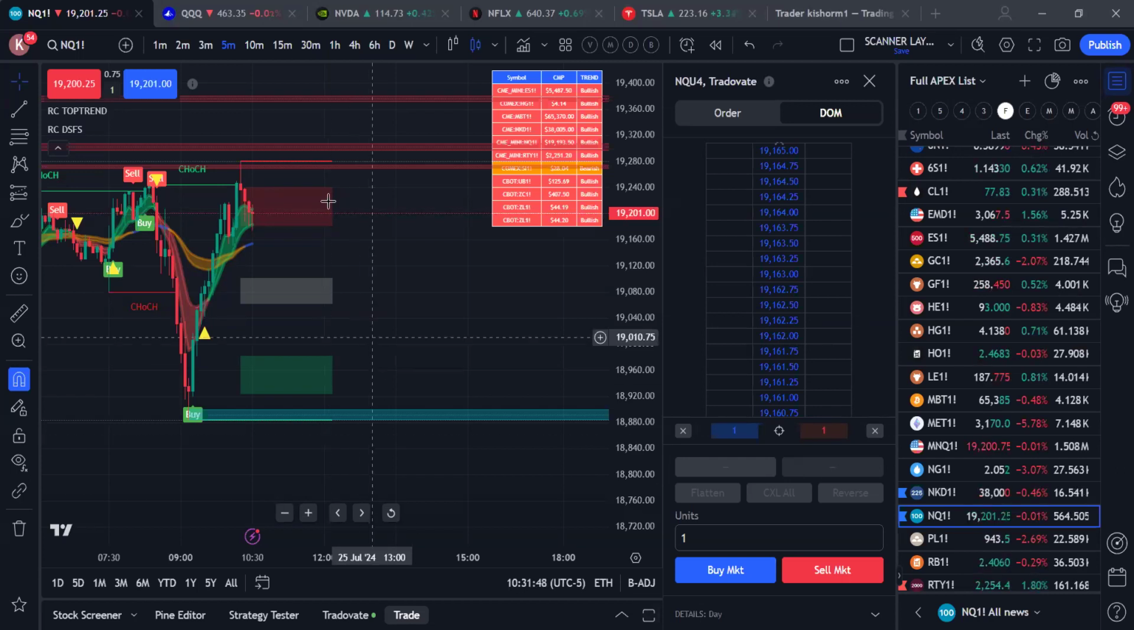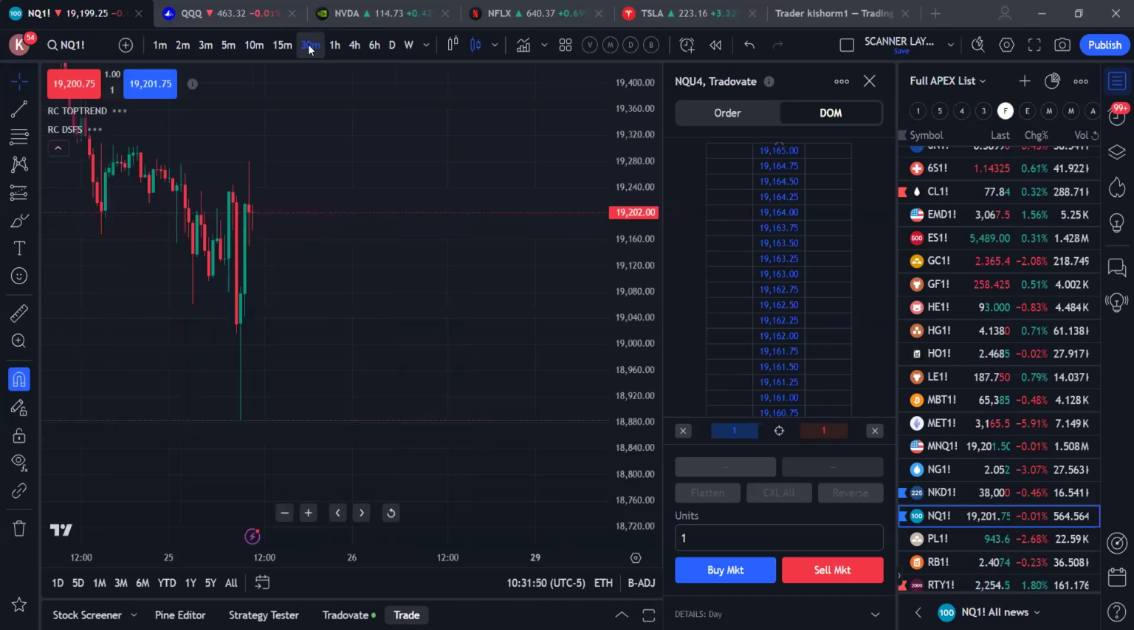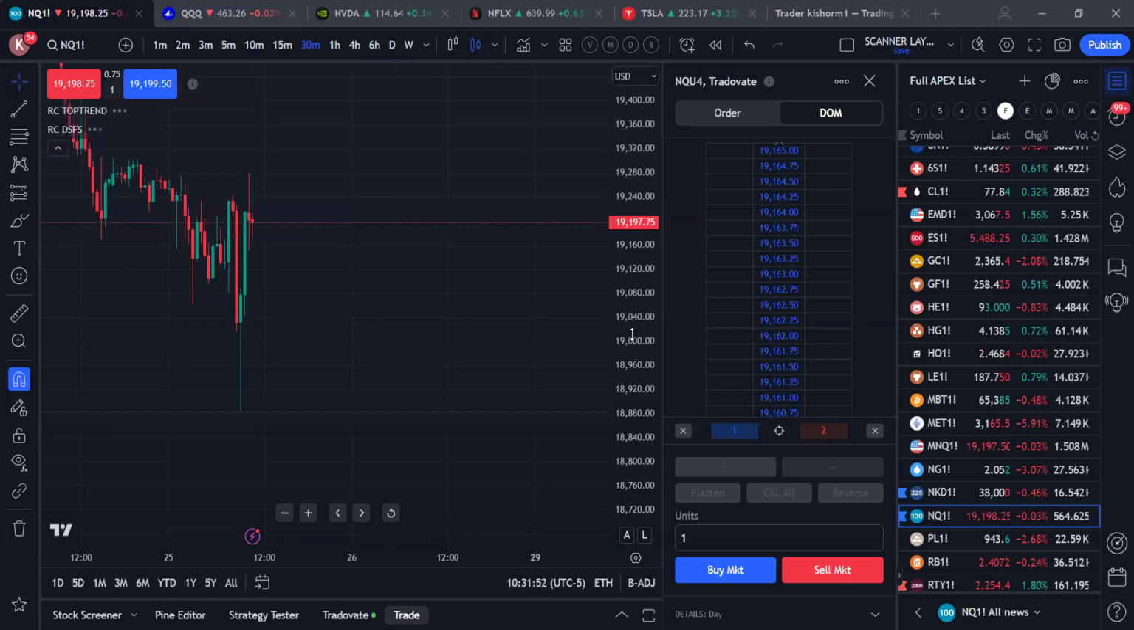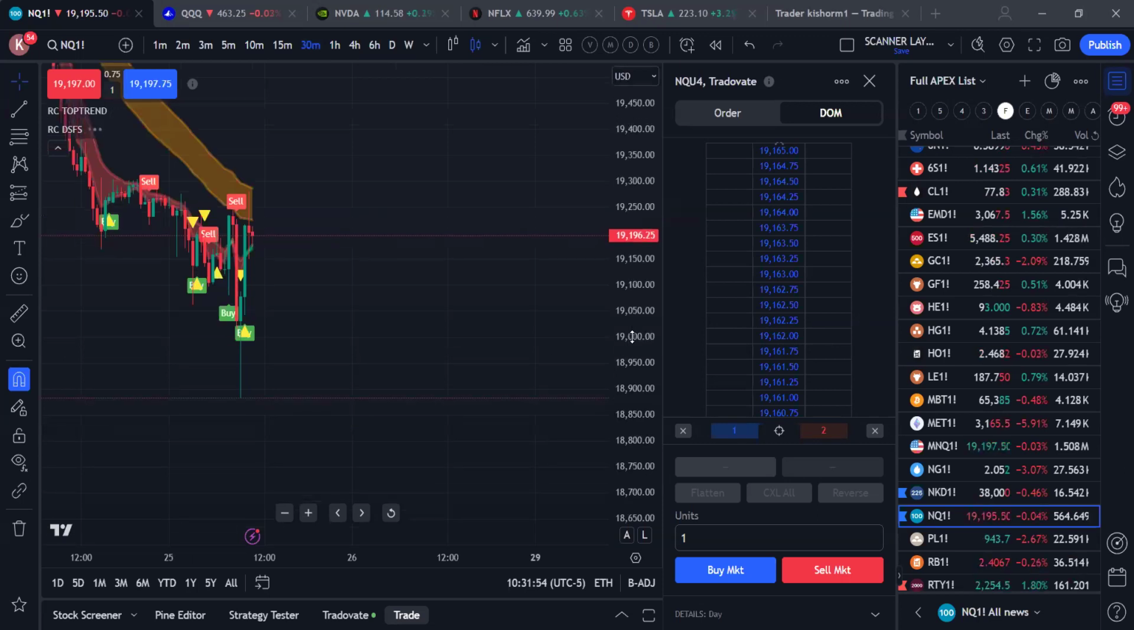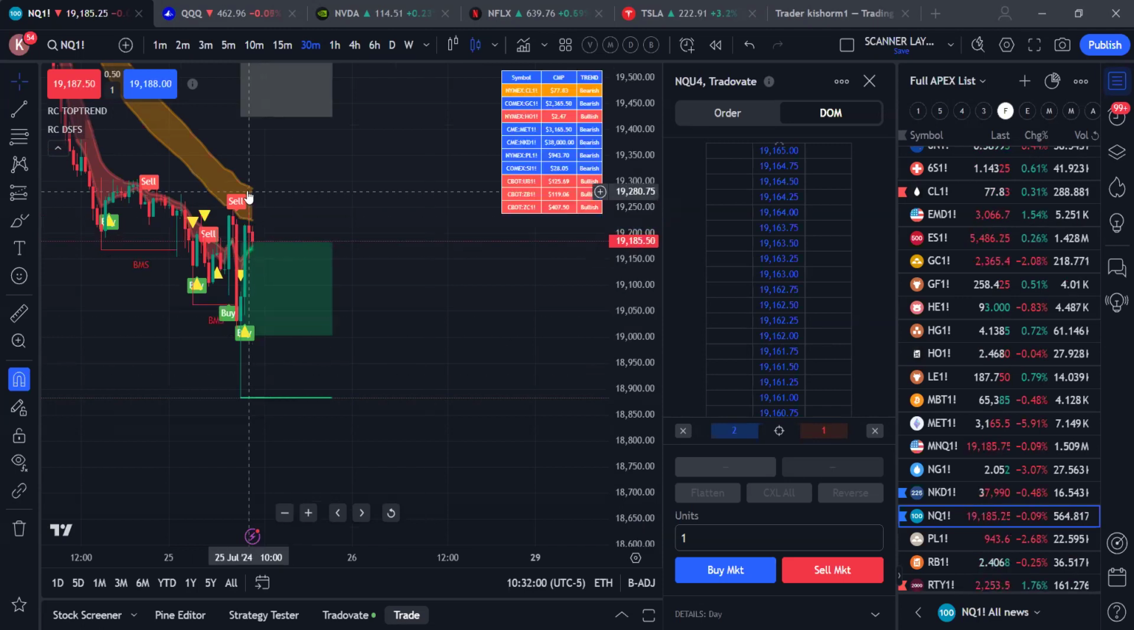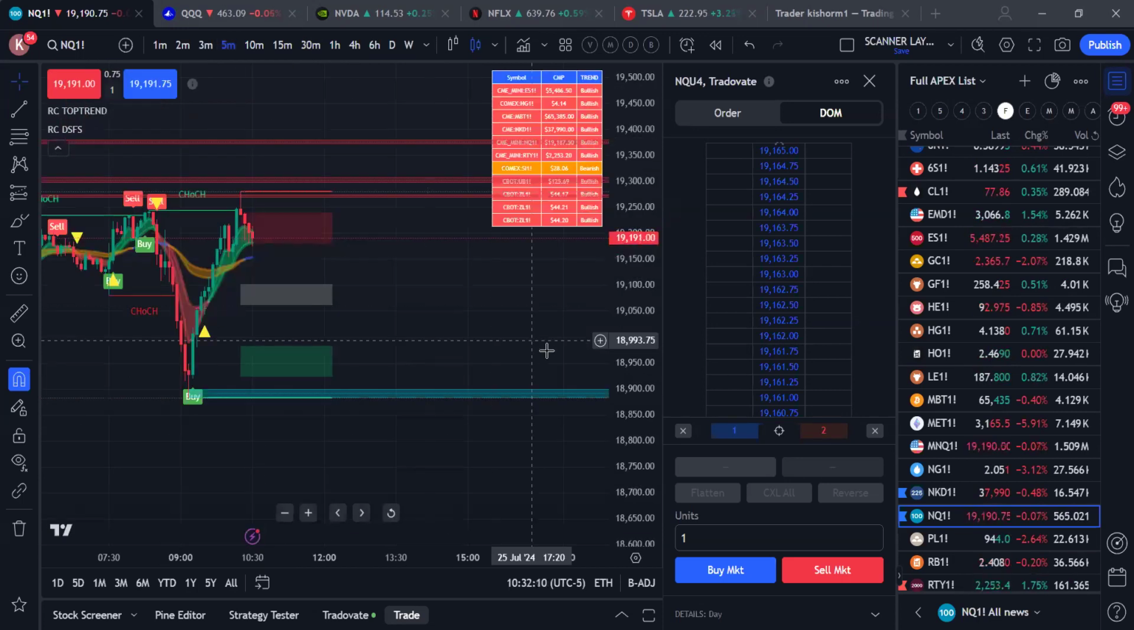Let us just go to 30 minutes and check how it is in 30 minutes. In 30 minutes, it went and touched the swing cloud. Swing cloud will always act as a resistance. Yeah, there is a high possibility for a drop, but let us wait for the sell signal.